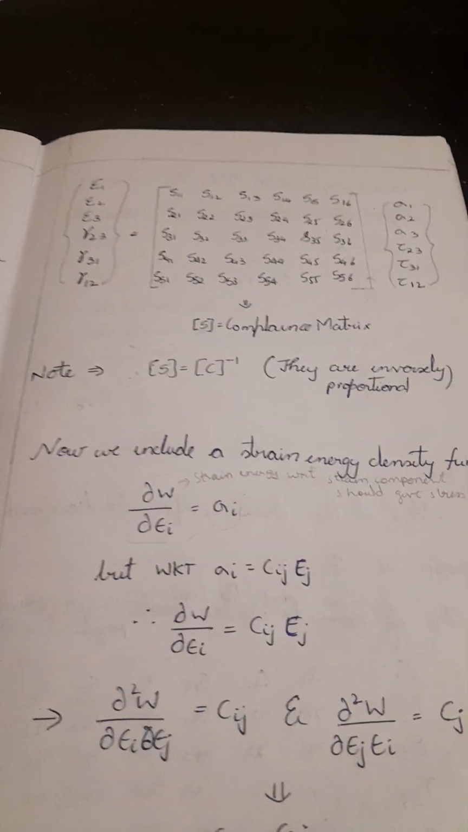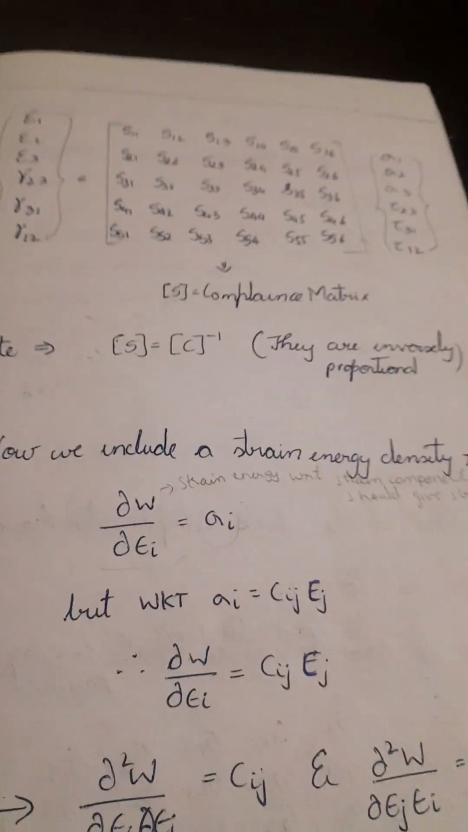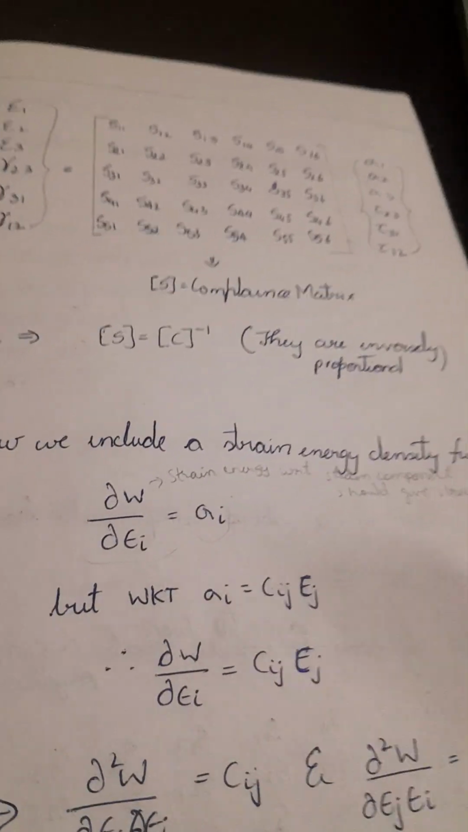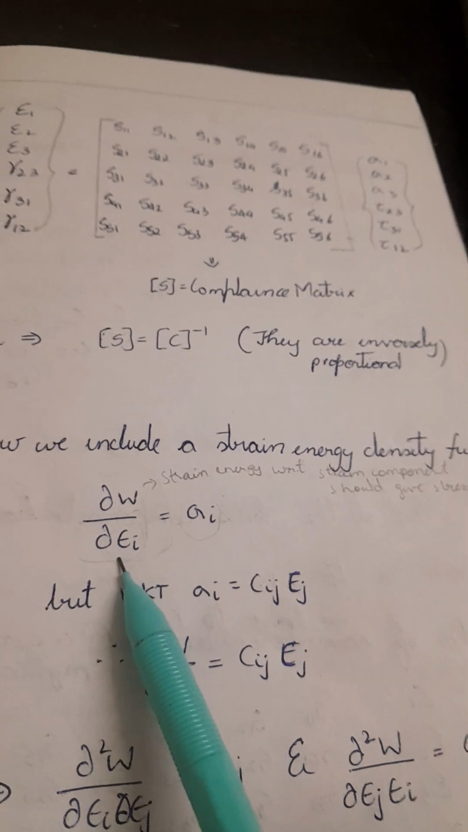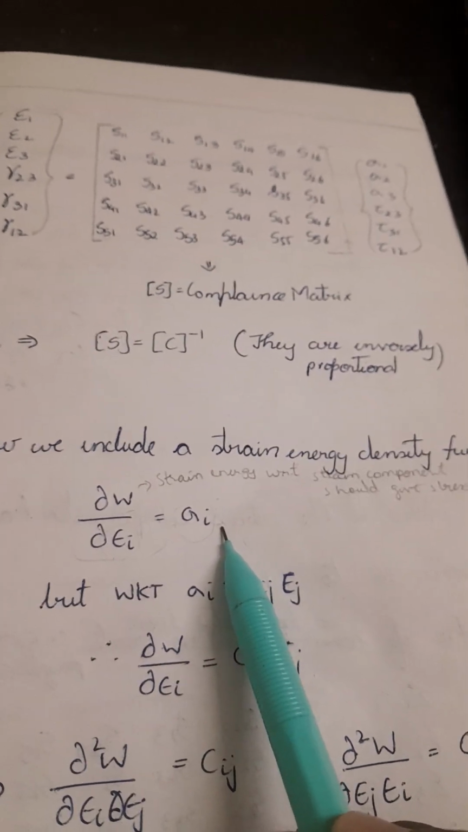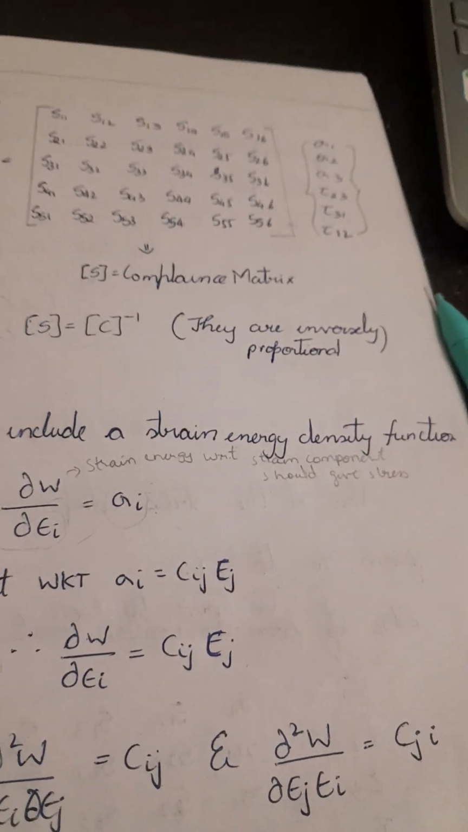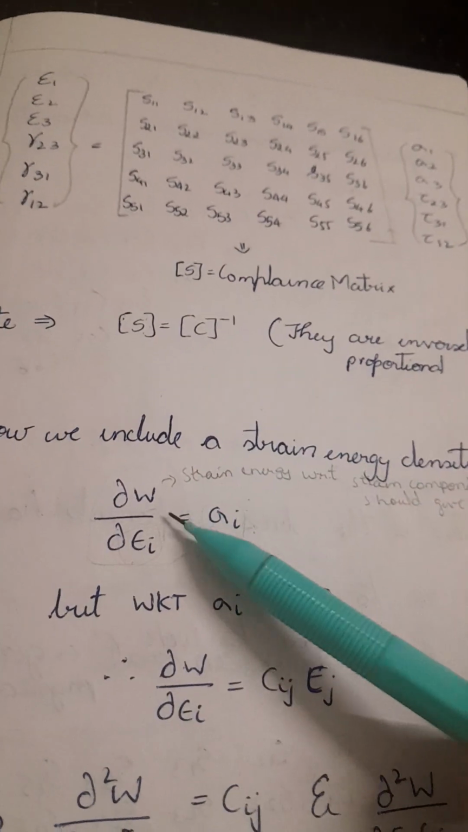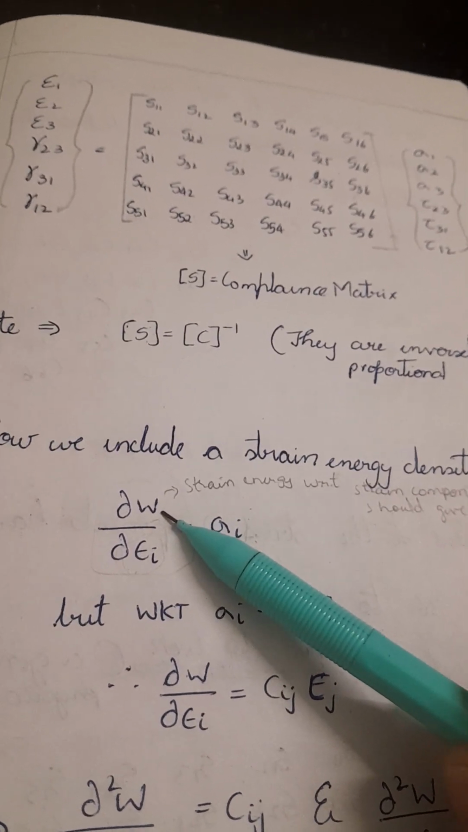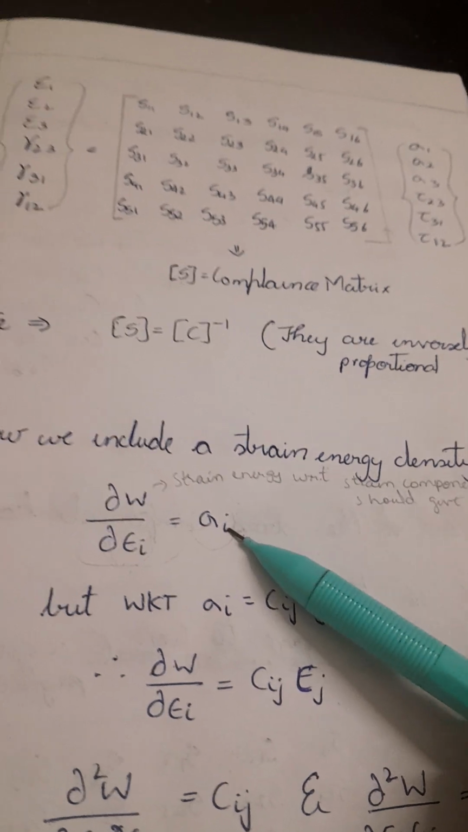So we use a function which is the strain energy density function. Now, what does this postulate say? The postulate says that when I differentiate my strain energy with respect to any strain component, I should get my stress. So this is a postulate which is already given by people. It's not something we are assuming. So let me say it once again. When I differentiate my strain energy with respect to a strain component, I should get my stress.